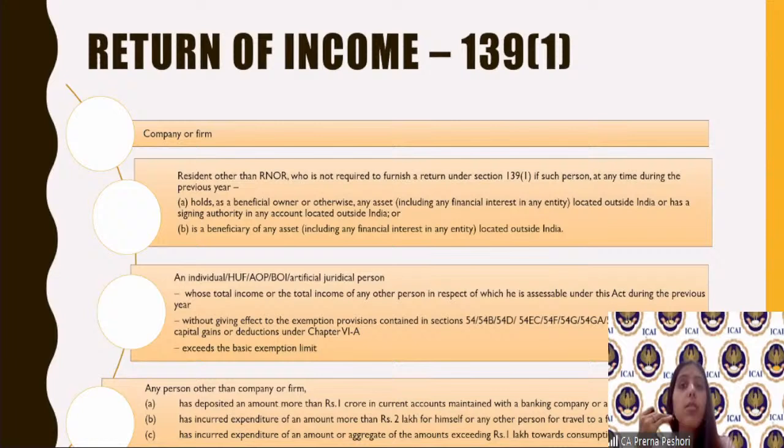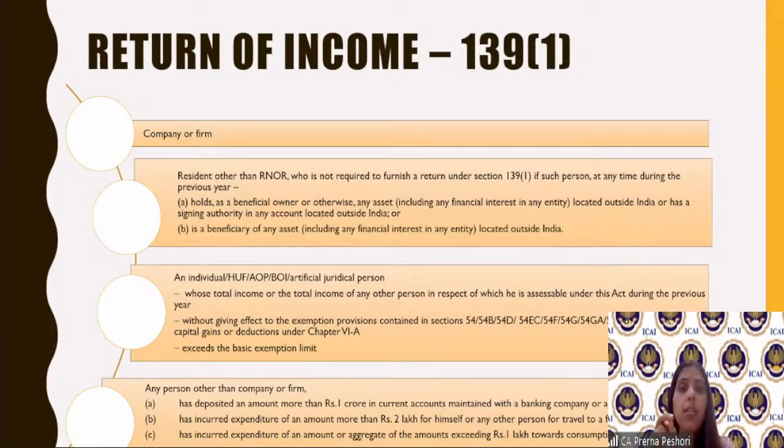Say your other income is 2 lakhs. Now, you also have a deduction of, say, LIC of rupees 50,000. So you say that your 1,50,000 is your income, which is less than the basic exemption limit, and therefore you're not required to file the return of income.